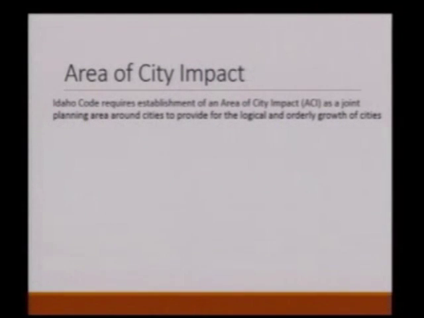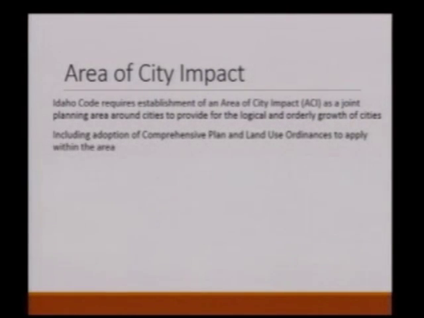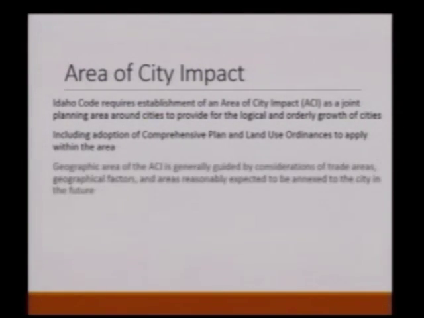Just to provide a little bit of background, the Idaho Code requires the establishment of an area of city impact, which is a joint planning area around cities to provide for the logical and orderly growth of cities in the state of Idaho. The area of city impact agreements include elements including the adoption of the comprehensive plan to apply within the area of city impact, as well as the land use ordinances that would apply within that area. That geographic area is generally guided by considerations of trade areas or geographic boundaries or roadways or other factors, and areas that are reasonably expected to be annexed to the city in the future.